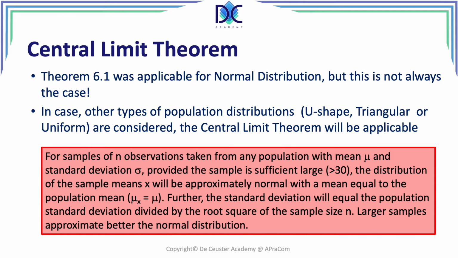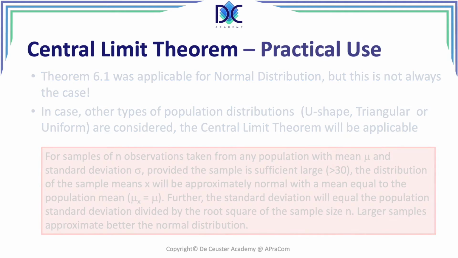Now, when we look at samples of n observations taken from any population with an average mu and a standard deviation sigma, provided that the sample is sufficiently large, typically larger than 30, the distribution of the sample means x will be approximately normal, with the mean equal to the population mean, and the standard deviation equal to the population standard deviation divided by the square root of the sample size. Larger samples approximate the normal distribution better. Basically, in these conditions we can replace the distribution by a normal distribution, and that's very interesting when we're looking at other applications.